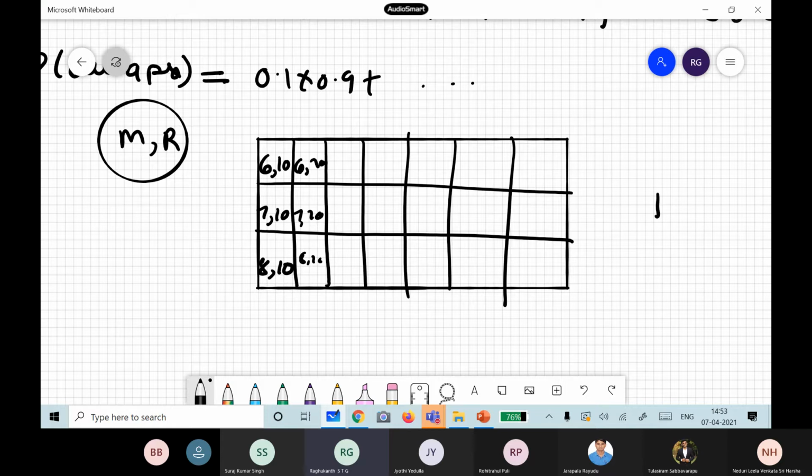Now I want to find out the probability of getting 0.1 times gravity, say. Okay, so now 6 magnitude 10 can also produce 0.1 g. 8 magnitude 10 can also produce 0.1 g. So you can have several combinations.